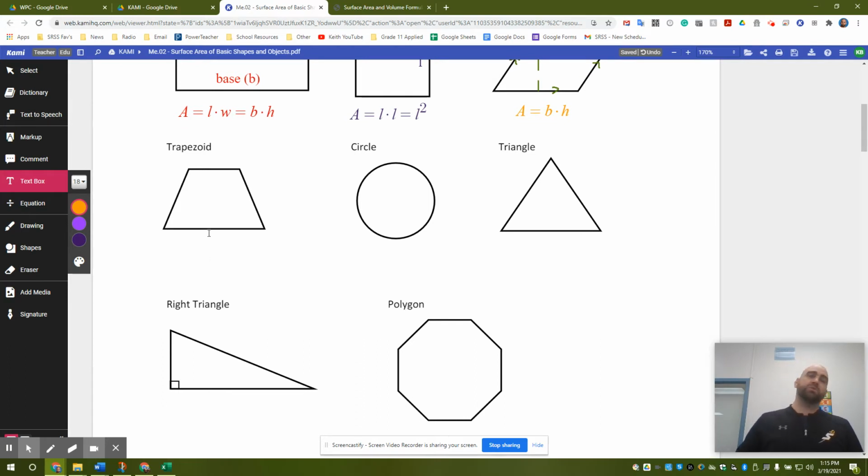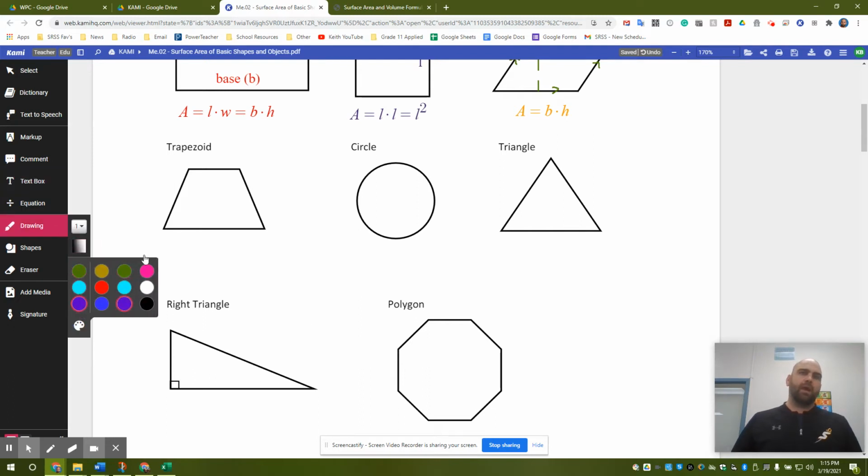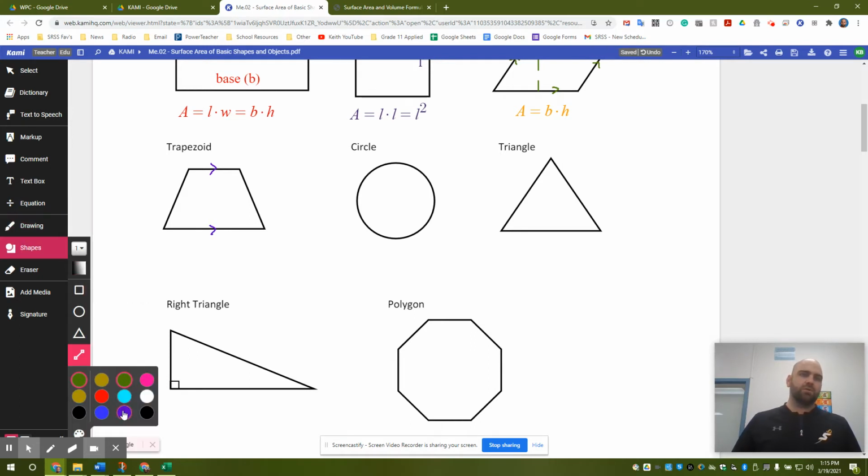Let's take a look at a trapezoid. A trapezoid has parallel top and bottom. Okay, we're going to put that in there. This line right here is parallel to this line right here. And it's important that we show that.